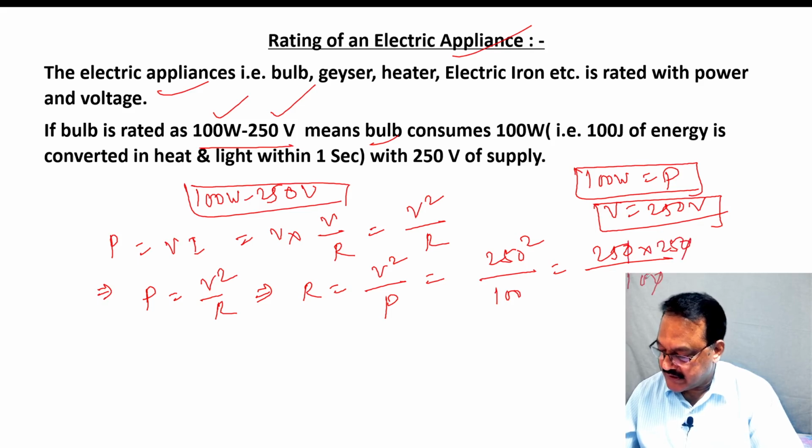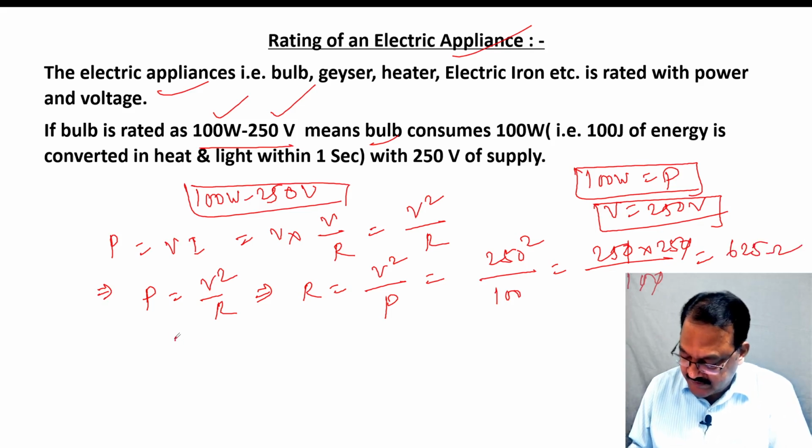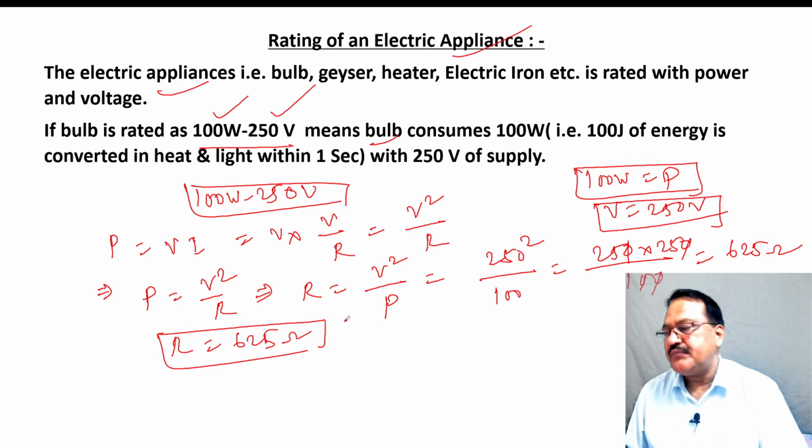Cut it, just multiply it. It will come out to be 625 ohm. Fine. The resistance of the bulb is 625 ohm. We have calculated the resistance. So now we can calculate the range of current also, meaning at what value it can sustain the current flow through this filament.